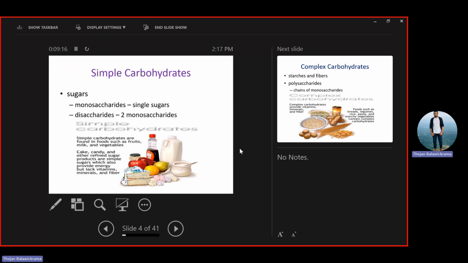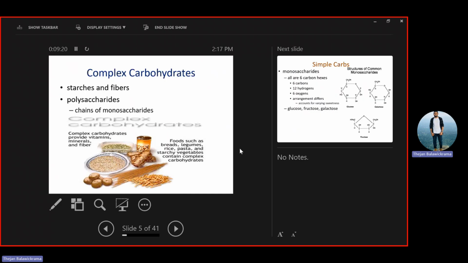That's about simple carbohydrates. Now let's come to complex carbohydrates, just for you to have an idea. Starch, fiber, polysaccharides, very long chains. That is coming under the category of complex carbohydrates.